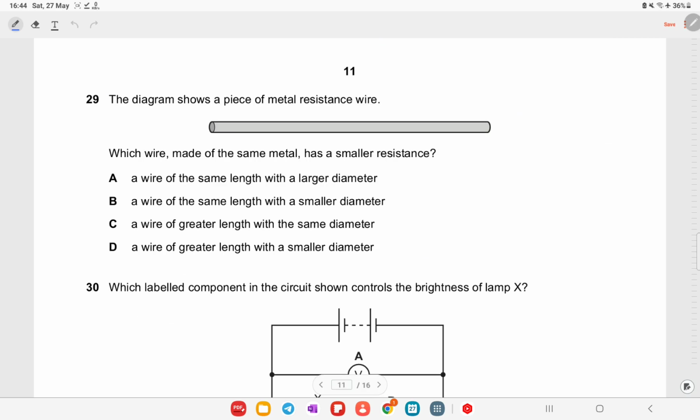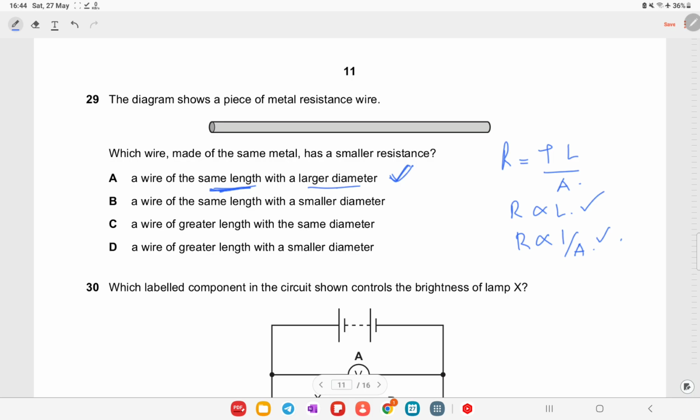The diagram shows a piece of metal resistance wire. Which wire made of the same material has the smallest resistance? A wire of the same length with larger diameter. Okay, so we have to see this thing, that R = ρL/A. So resistance is directly proportional to length and inversely proportional to area. So the wire has the same length and the larger diameter. Okay, so this seems to be correct.